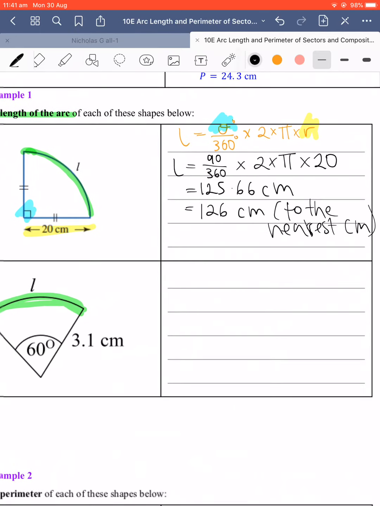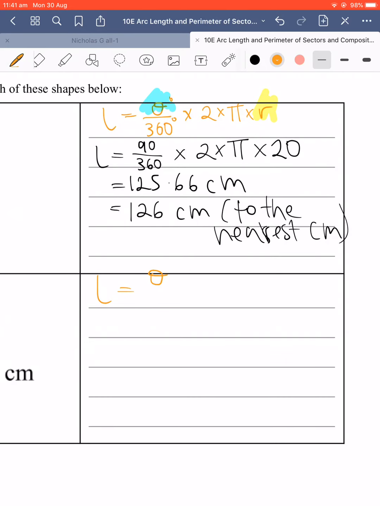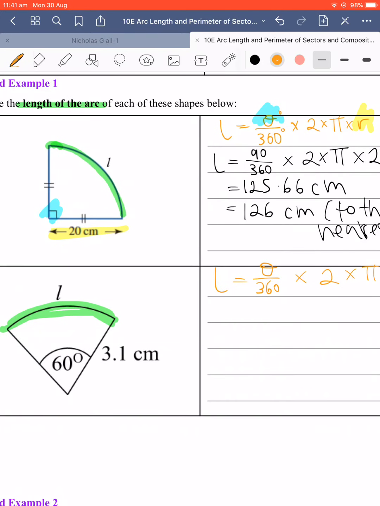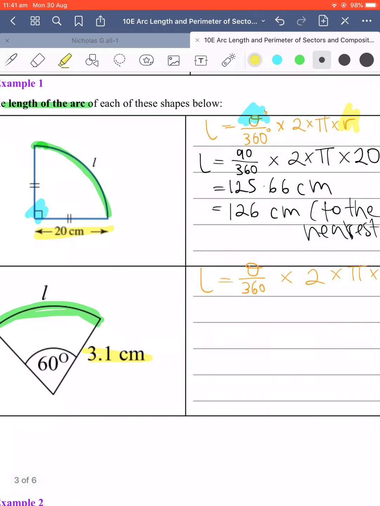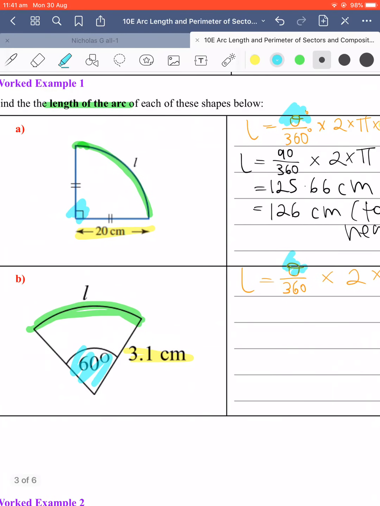Again, similar process. We know we are finding our arc length. Let's put down our formula and substitute in exactly how we did before. We've got whatever our angle is divided by 360 to find our part, then we multiply it by the circumference of our circle. Let's have a look at the information we have. I have my radius, which is 3.1, and I also have my angle, which in this one is 60 degrees.